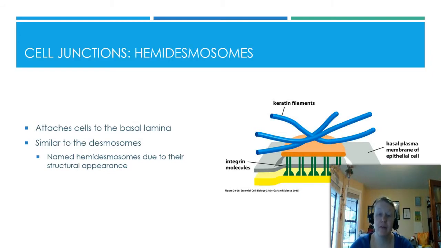But what holds them to the basal lamina, which is important because, as I said, we want to make sure our cells stay attached, the tissues stay attached to where they need to be. And these are done by hemidesmosomes. And these are so named because they look like half a desmosome. And you can see that here on this picture. And once again, it's really similar. It's connected to integrin molecules through the cadherins. And this is what holds the cells to the basal lamina.